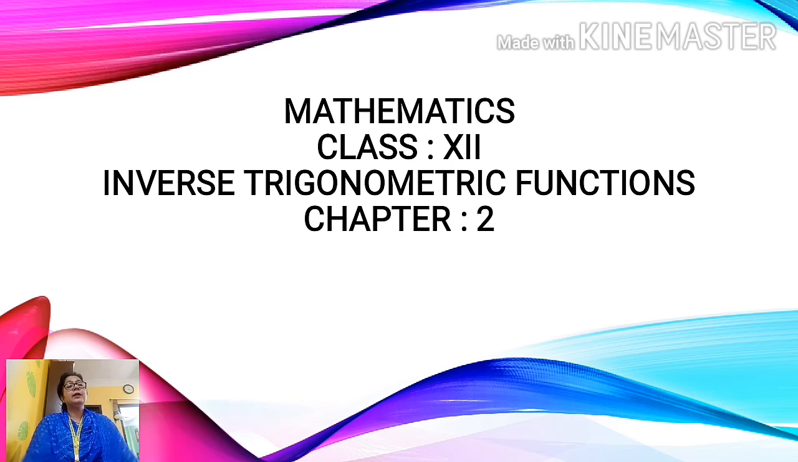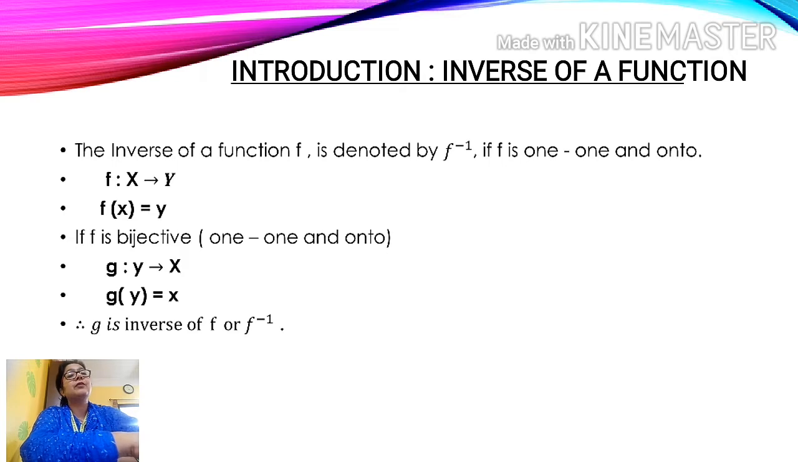I am here to discuss the class 12 mathematics chapter 2, inverse trigonometric functions. So first, you have to know what is the inverse of a function. The inverse of a function f is denoted by f inverse, and it exists if f is 1-1 and onto. Now first you have to know what is a 1-1 and onto function.